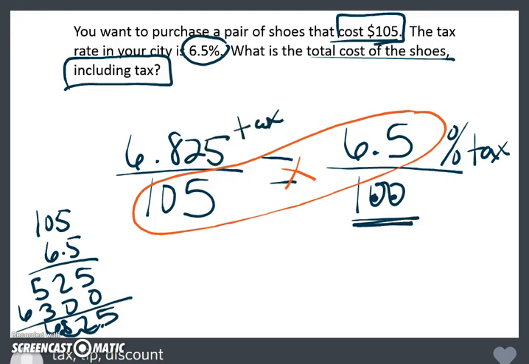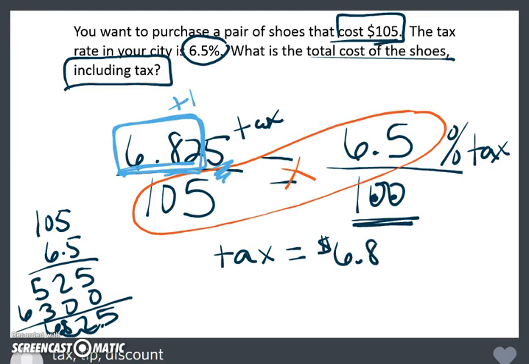But guys, this is money, and I can't have money that looks like this. So I'm going to cut the money off at 2 decimal places because that is money. And this 5 right here tells me that I add 1 penny. So instead of $6.82, the tax equals $6.83.